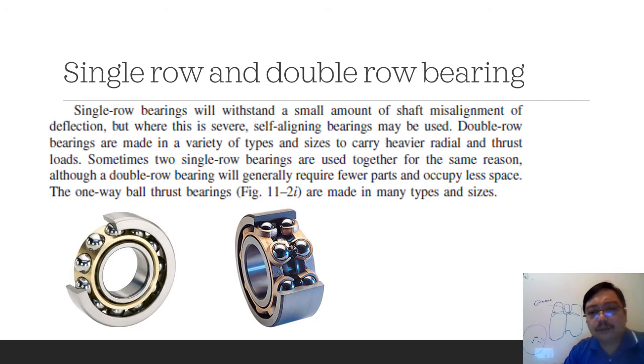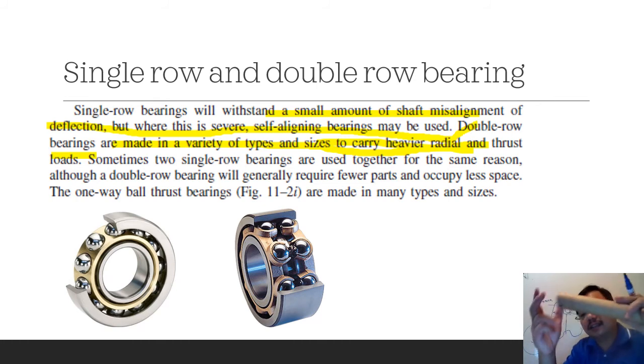Single row bearings withstand a small amount of shaft misalignment or deflection, where this is stable. A single self-aligning bearing may be used. Double row bearings are made in a variety of types to carry heavier loads and thrust loads. Of course, double row can carry much more load than single row. Load here means the thrust. The shaft is usually connected to the bearing. Whether the load given by the shaft is heavy or not depends, and then you can decide whether you want to use single row or double row.